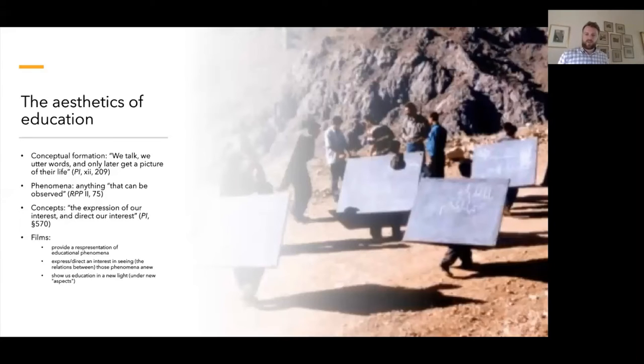So we have to begin with basic phenomena, things that Wittgenstein describes as anything that can be observed. So again, the emphasis is on the visual and not on things that are invisible, out of sight. From there, the phenomena and the relations between them come to form our conceptual understanding. We talk, we utter words, and only later get a picture of their life. And once these things become pictures, they are closely connected to our conceptual understanding, concepts being the expression of our interest.